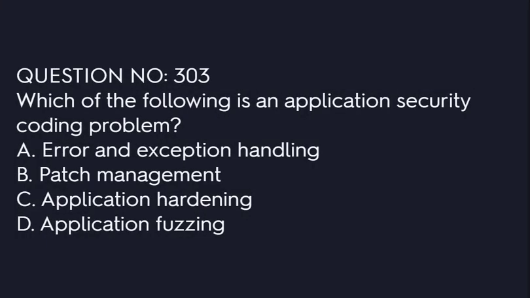Question number 303. Which of the following is an application security coding problem? A. Error and exception handling. B. Patch management. C. Application hardening. D. Application fuzzing. A.